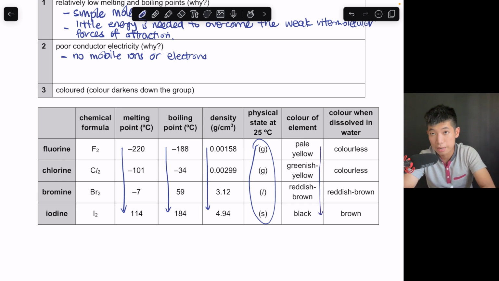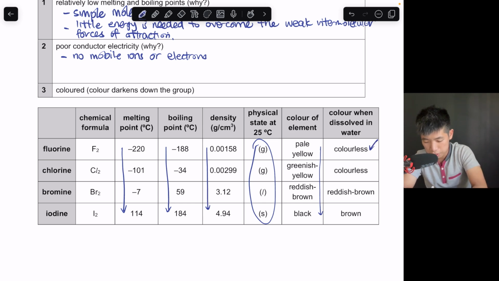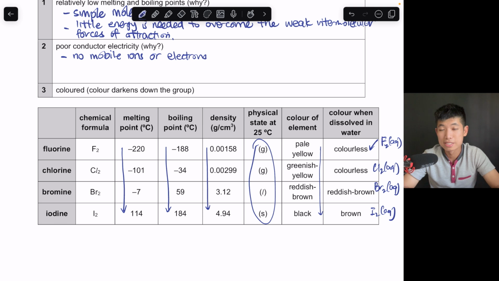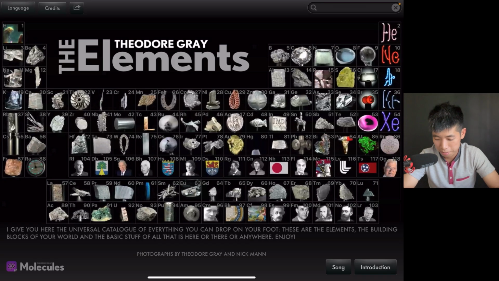Do you notice that they become darker as you go down the group? When you dissolve the halogen in water, they also form colored solutions for some of them. This refers to the aqueous solutions of your halogens. You need to know what the colors are as you will be required to describe observations. I have a periodic table app here.